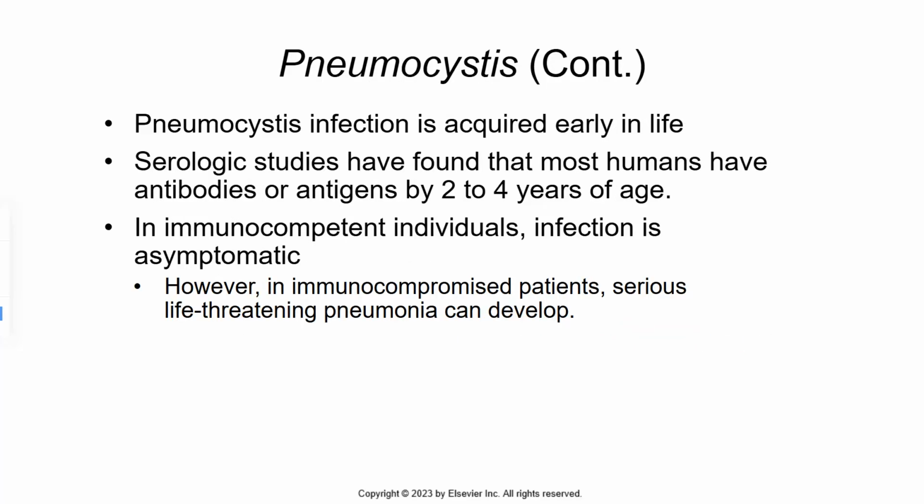Pneumocystis infection is acquired early in life. Serological studies have found that most humans have antibodies or antigens by 2 to 4 years of age. In immunocompetent individuals, infection is asymptomatic. However, in immunocompromised patients, serious life-threatening pneumonia can develop.